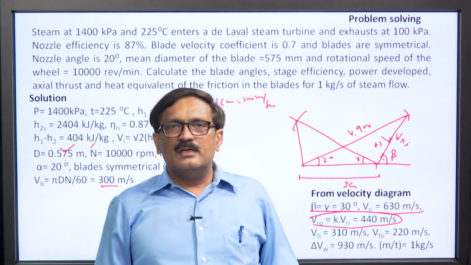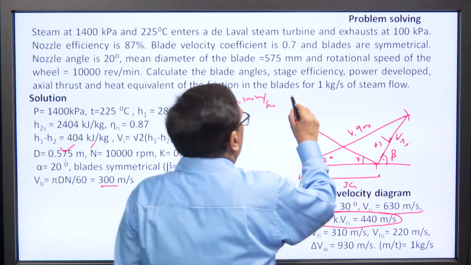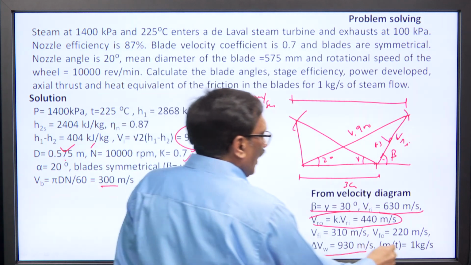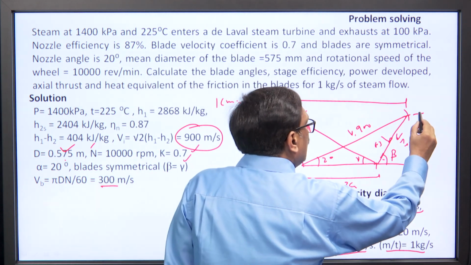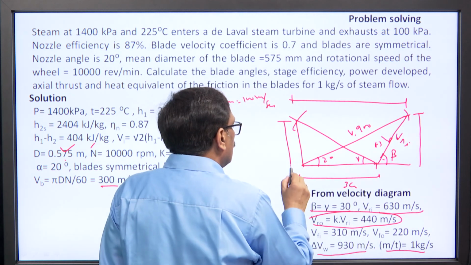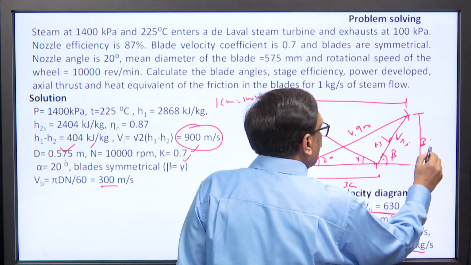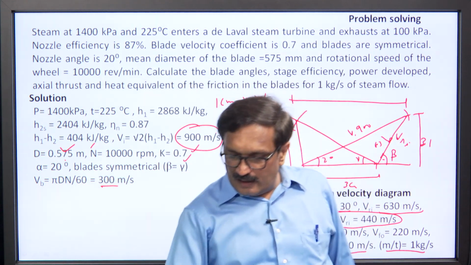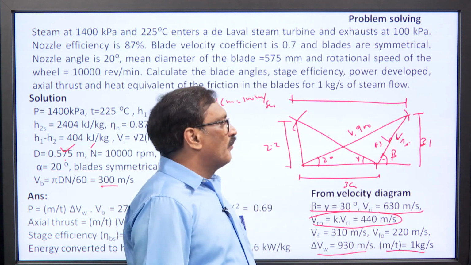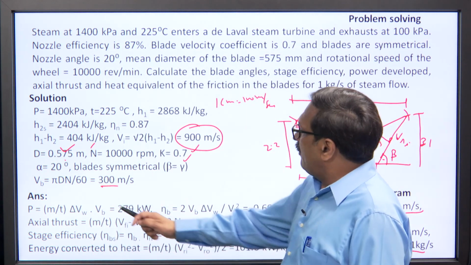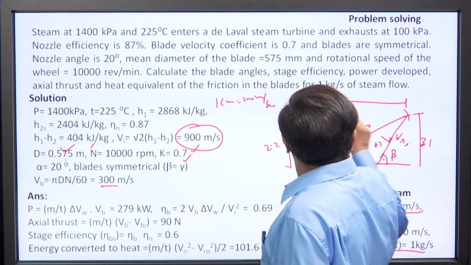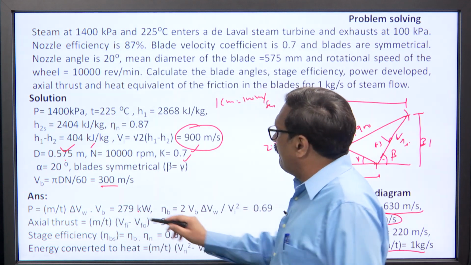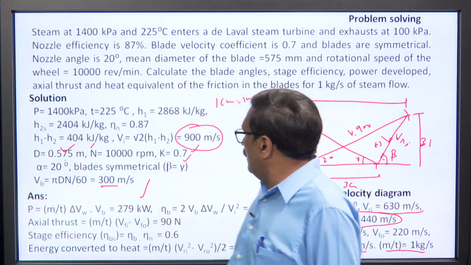Now, the only thing is that you have to measure delta VW. Measure this distance, it will come to 930 meter per second. Mass flow rate is given as 1 kg per second. VF1 you can measure on this distance, and VF2 on this distance; it comes to 3.1 centimeter and 2.2 centimeter. Once you complete the velocity diagram, you just have to put these values into the equation. Power is m delta VW times VB. Delta VW is known, it comes to 930 meter per second, VB is known, so you can find the power output, it comes to 9 kilowatt.